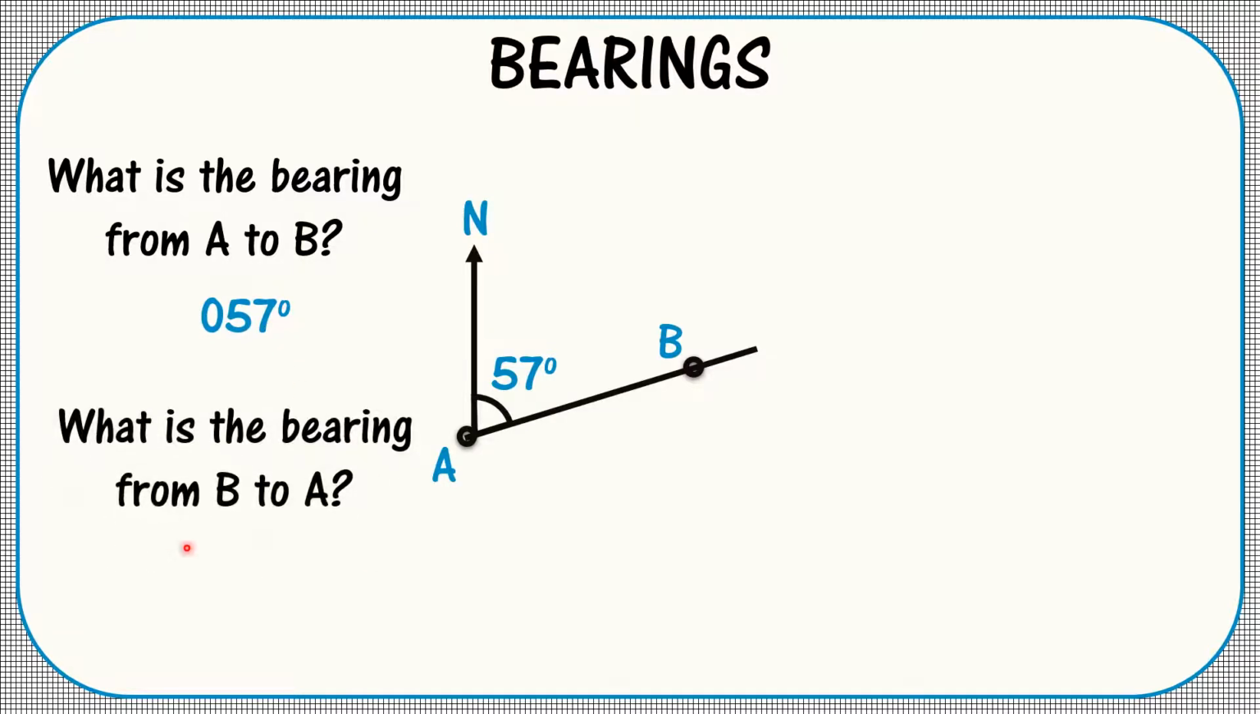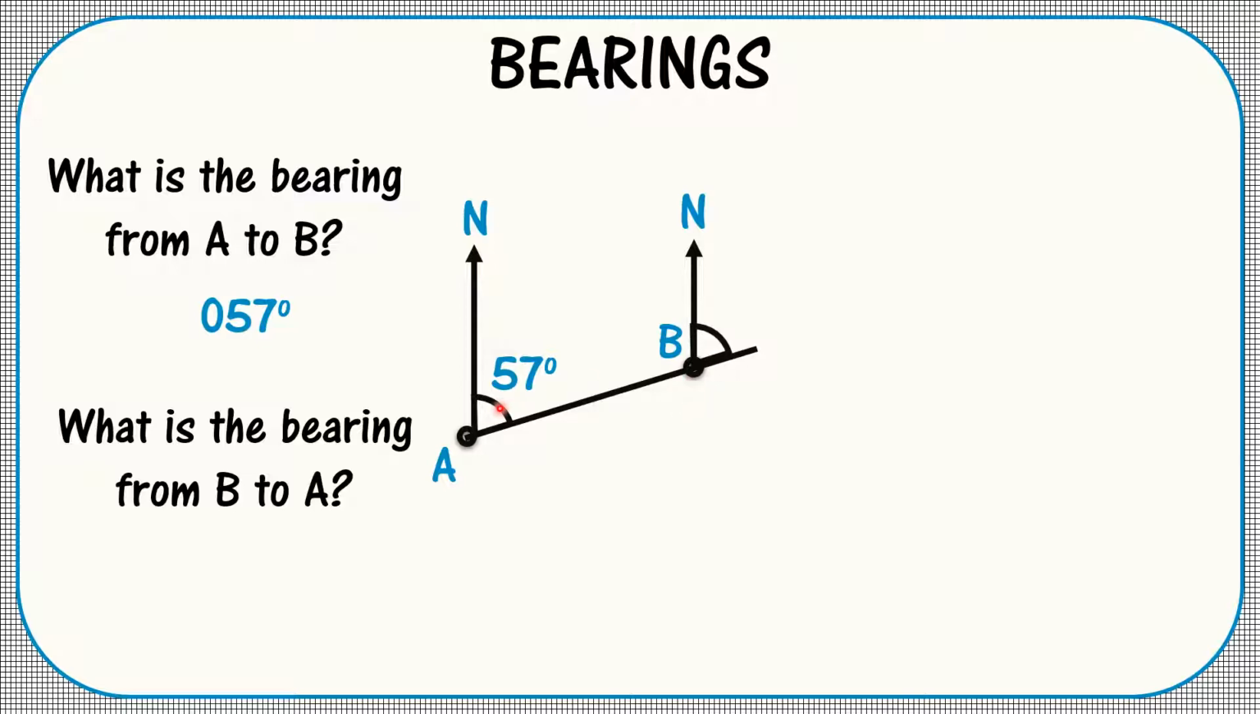The next type of question is, what is the bearing from B to A? The first type of question was from A to B. In the second type of question, we're going from B to A. So you would draw a north line at B. What you should understand is that this north line and this north line are parallel.